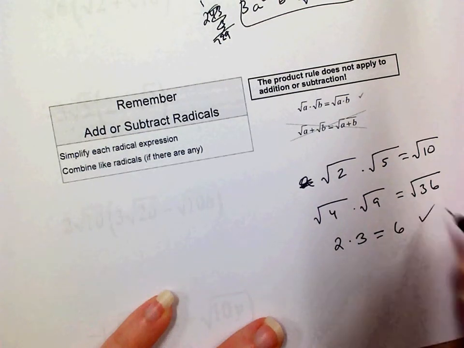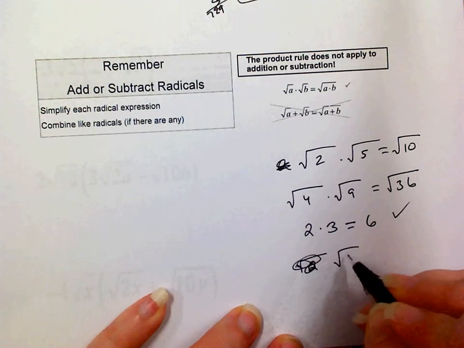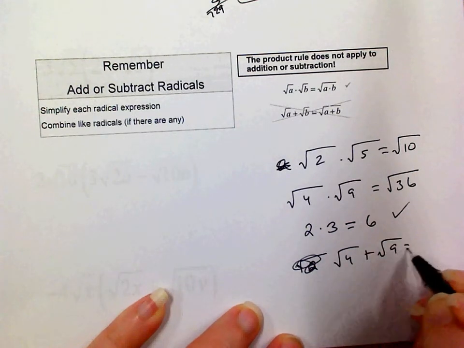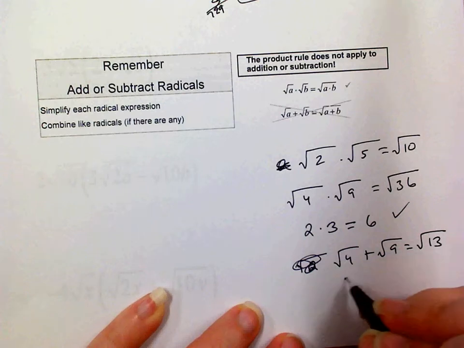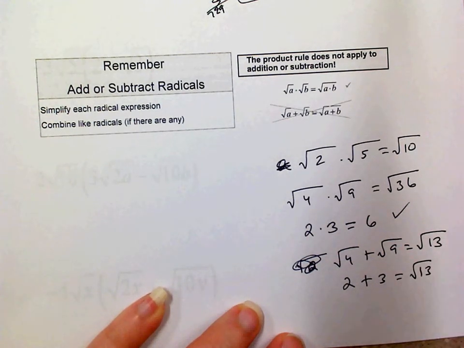However, I cannot say the square root of 4 plus the square root of 9 is the square root of 13. That doesn't work that way, because this is 2, and this is 3, and the square root of 13 is not 5. The square root of 25 is.